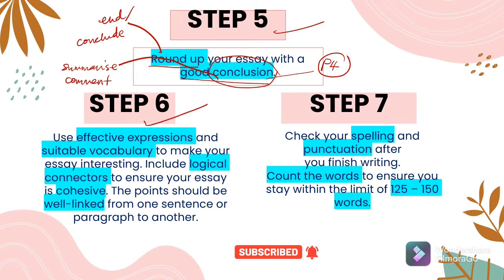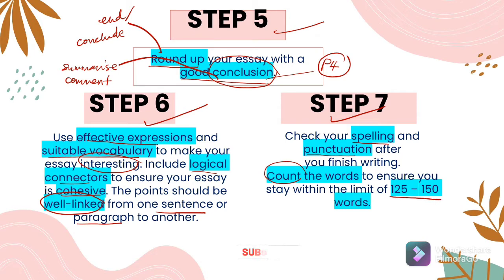Right? Step 6. Use effective expressions and suitable vocabulary to make your essay interesting. Include logical connectors to ensure your essay is cohesive. The points should be well linked from one sentence or paragraph to another. Step 7. Check your spelling and also punctuation once you finish writing. And you also have to count the words to ensure you stay within the limit of 125 to 150 words.